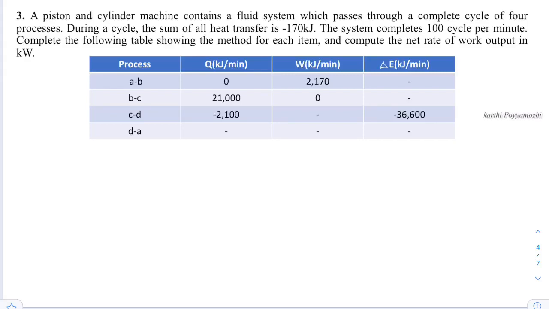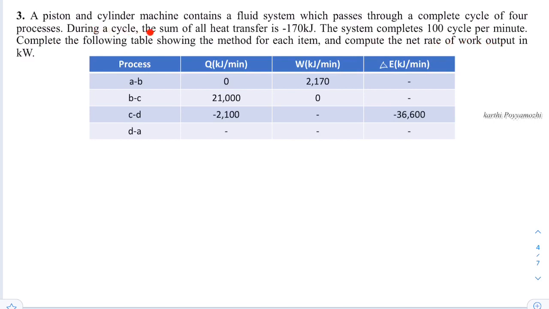A piston and cylinder machine contains a fluid system which passes through a complete cycle of four processes. During a cycle, the sum of all heat transfer is 170 kilojoule. The system completes 100 cycles per minute. Complete the following table showing the method for each item and compute the net rate of work done in kilowatt.